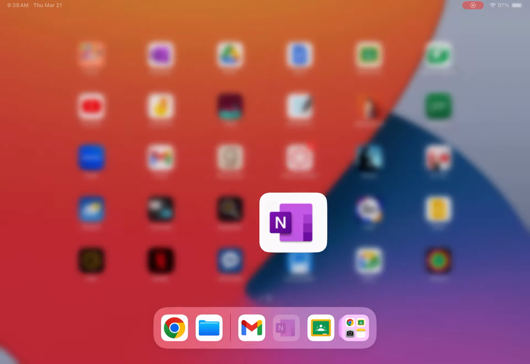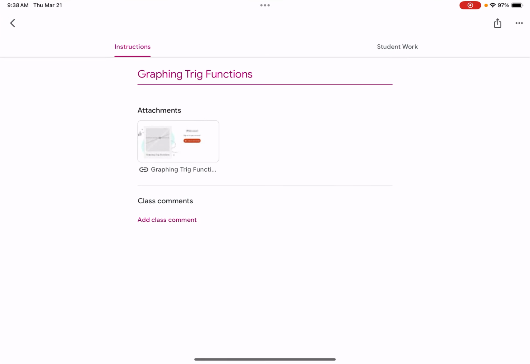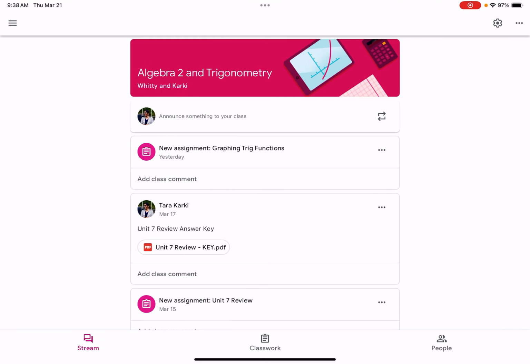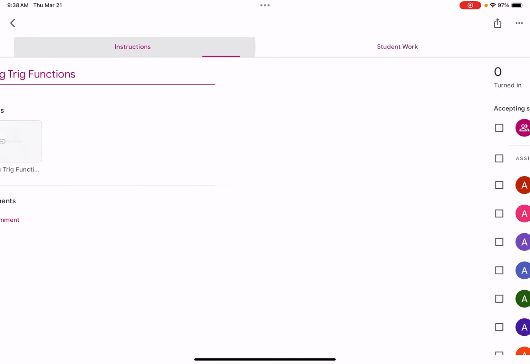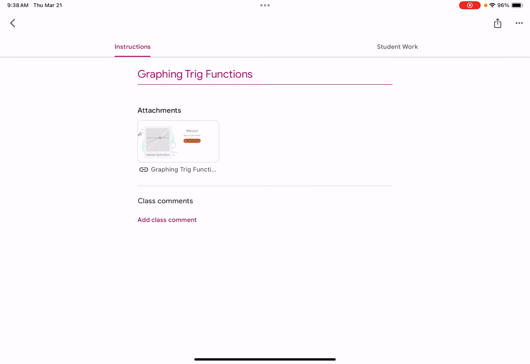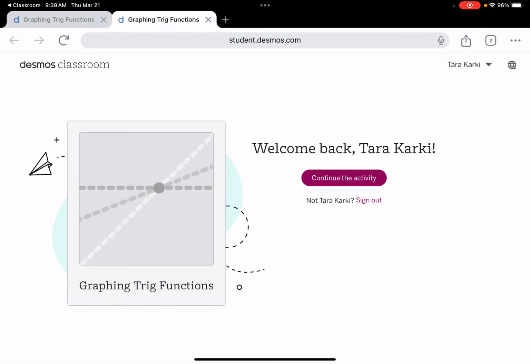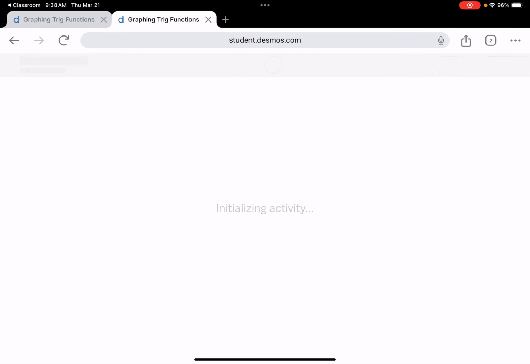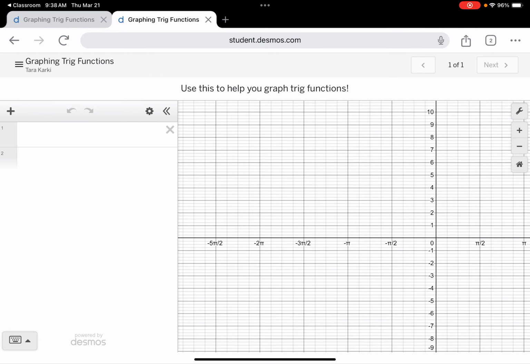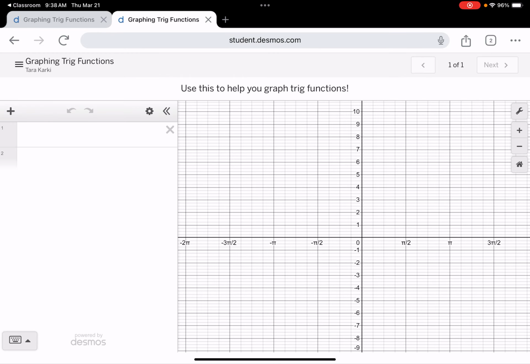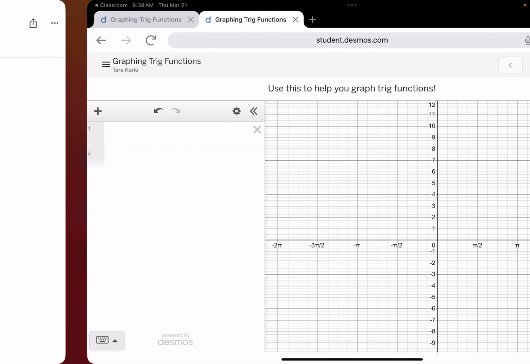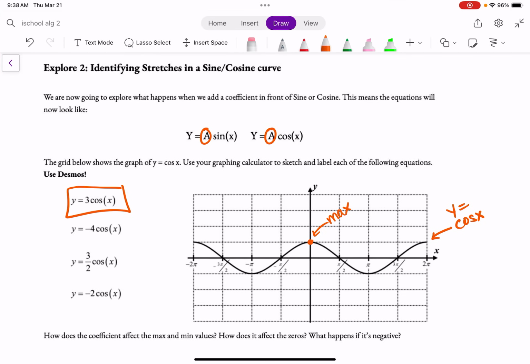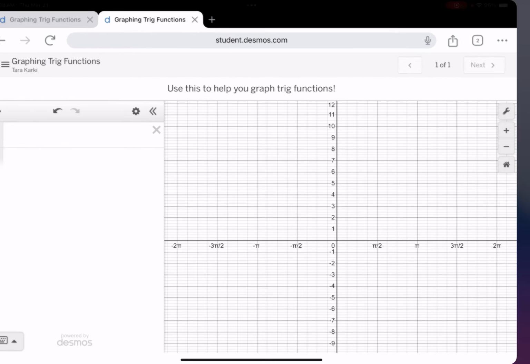So what you're going to do is go to Google Classroom. And if you notice, I posted something called graphing trig functions. You're going to go there. You're going to go to the Desmos link. You're going to click it. Going to continue, and you'll see that we have a graph already ready for you, okay? So what you need to do is just type in what you're trying to graph. So we're trying to graph y equals 3 cosine x.